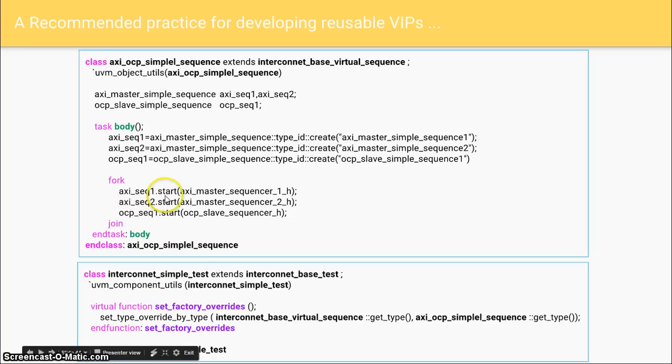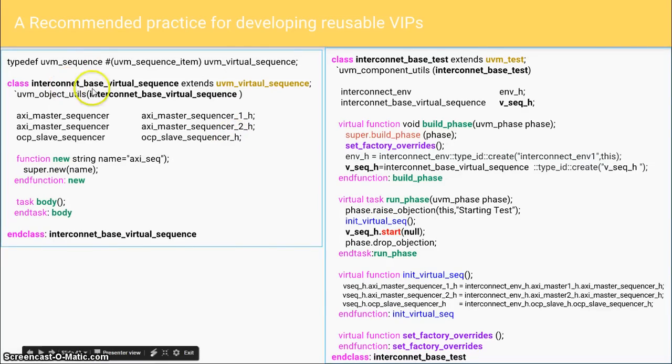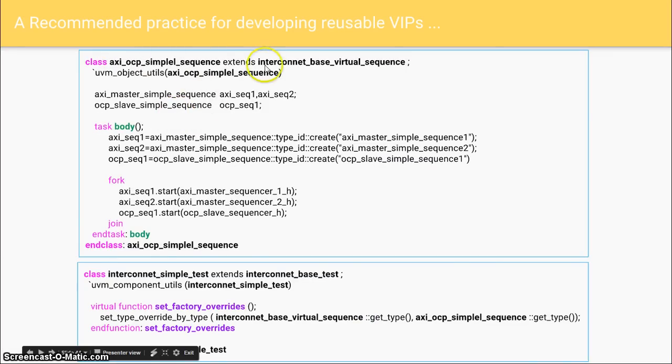You can see that AXI sequence 1 is started on the AXI master sequencer 1 handle. So this AXI master sequencer 1 handle is defined in the previous base class, which is the interconnect base env virtual sequence. As we are extending this class from this base class, this handle is available here.